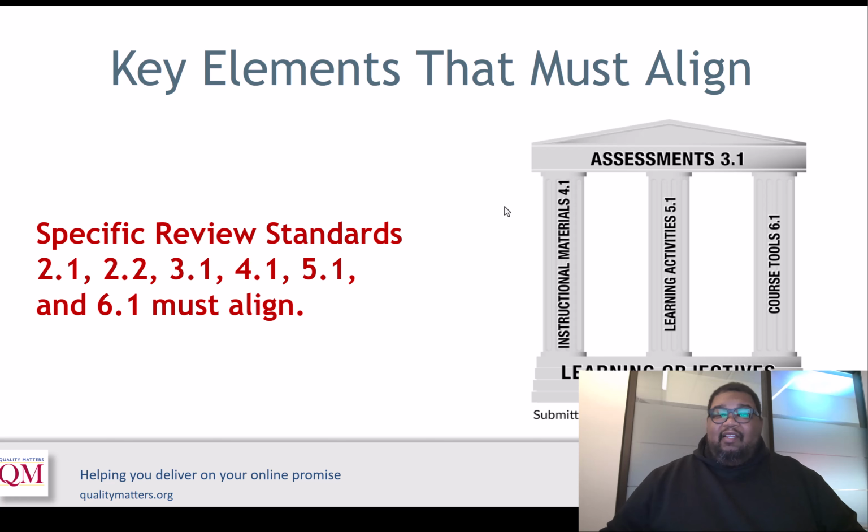Remember that alignment is indicated with the red word. So in your workbook, if you move to 2.1 or 2.2 or any of the standards shown, you will see the word alignment under it in red. Remember, these are key aspects, and if a course does not meet these alignment pieces, a course will not be certified.